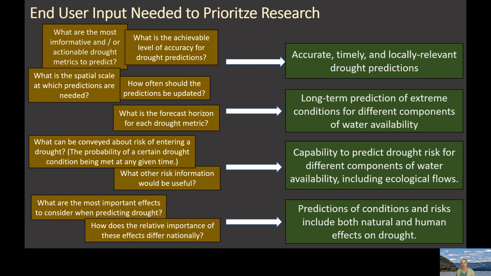And then to get at long-term prediction of extreme conditions for different components of water availability, we might ask, what is the forecast horizon for each drought metric? And perhaps that forecast horizon might be different for, say, groundwater versus a surface water metric.